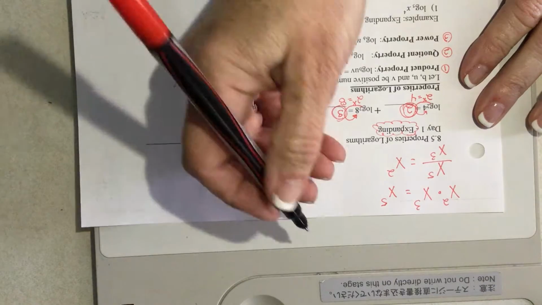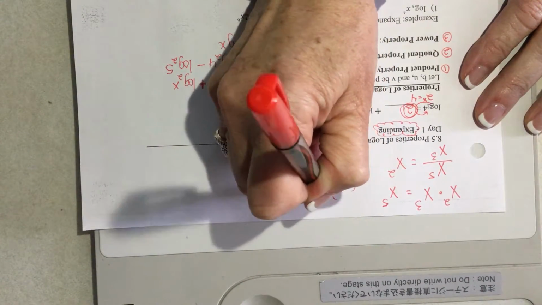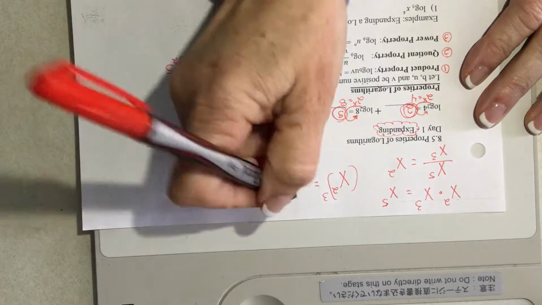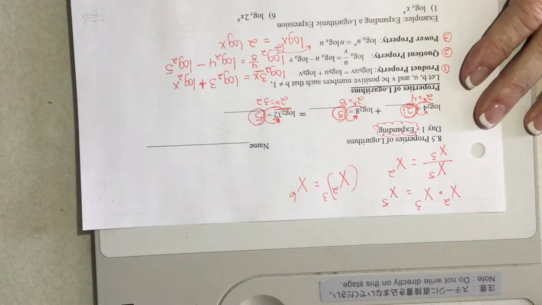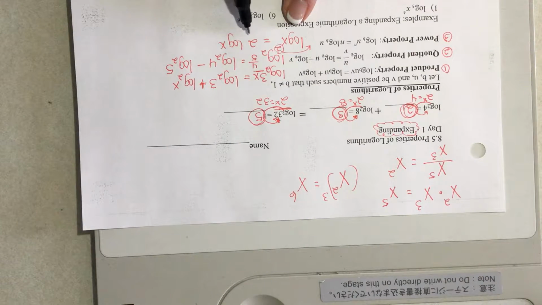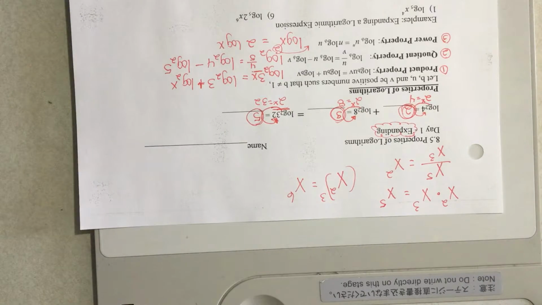And the last one, I had x squared cubed. What is x squared cubed? X to the 6th. When I have a power, I have multiplication. Exponents and logarithms go hand in hand. Okay, so that's where these properties come from. All right, let's put this to work.